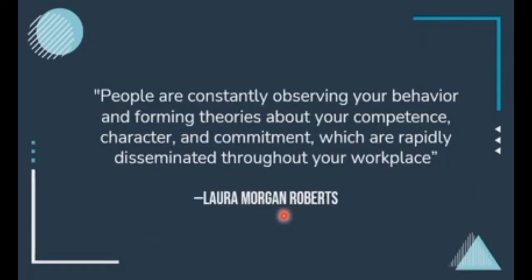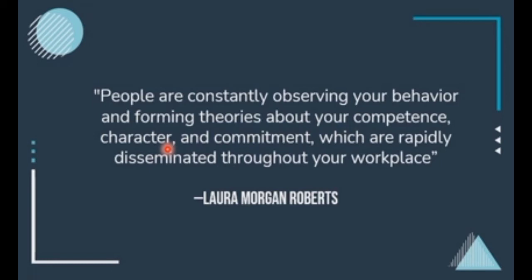Laura Morgan Roberts said that people are constantly observing your behavior and forming theories about your competence, character, and commitment, which are rapidly disseminated throughout your workplace. So, our professional image is the set of qualities and characteristics that represent the perception of our competence and character as judged by other people. People will form their first impression of us.